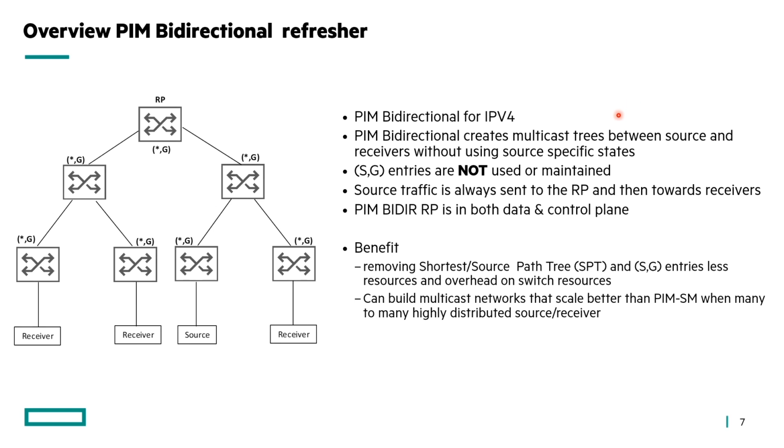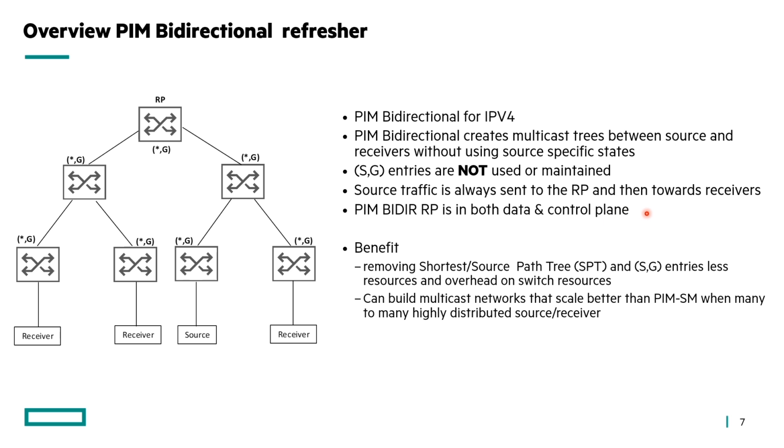So let's do a quick review of PIM bidirectional for a refresher, but please look at the 10.13 update for further details. So remember, PIM bidirectional in CX is only for IPv4, and we create bidirectional trees between sources and receivers without having source specific state. So there's no S, G entries maintained in this type of multicast tree. Source traffic is always sent to the RP and then towards the receivers. And remember that PIM bidirectional RP is both in the data and control plane, which is unlike PIM sparse mode.